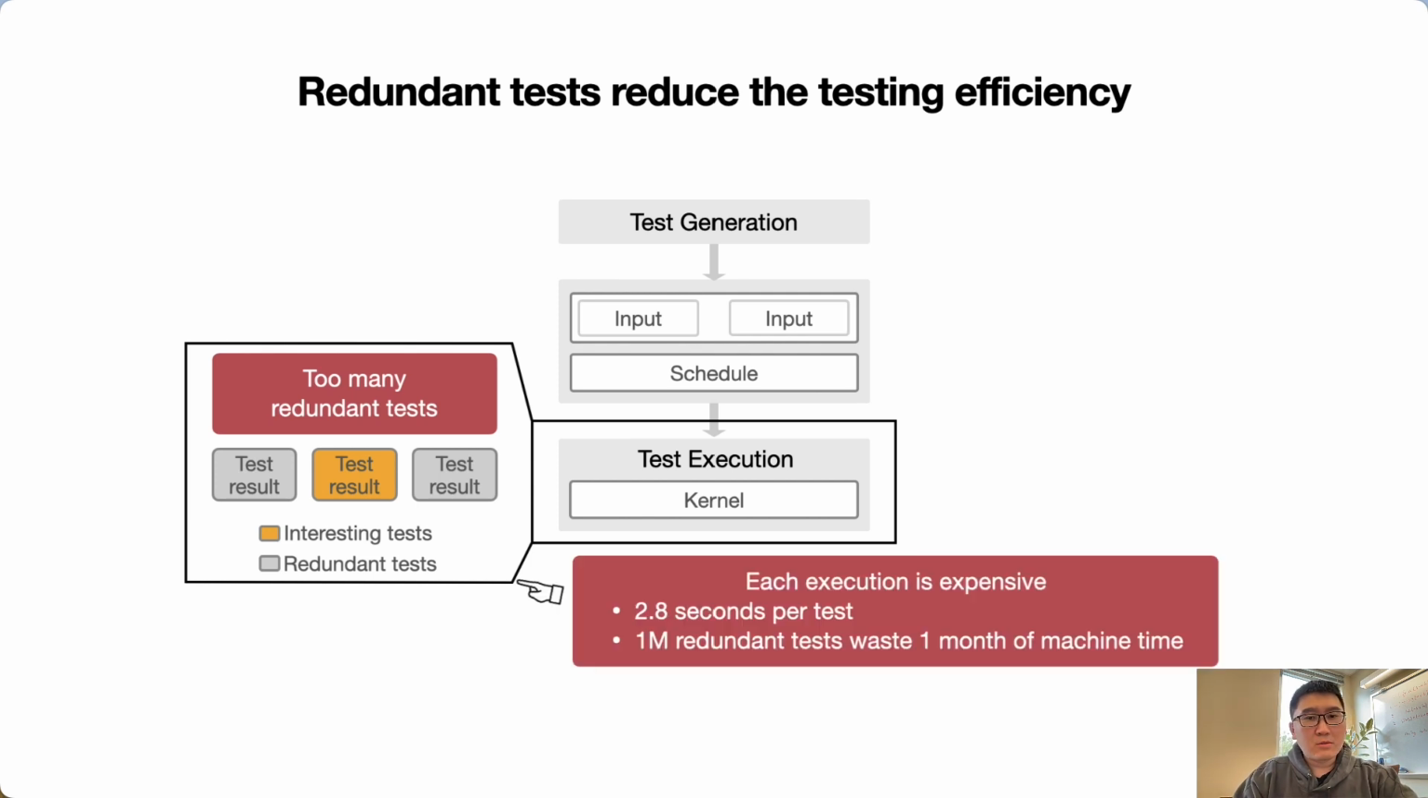This is a big problem because the concurrent executions are not cheap. In our setup, it takes almost 3 seconds to execute one test. Because we have to set up VMs, we have to instrument the execution to control kernel schedules and detect bugs. A typical concurrency testing workload can have millions of tests. If we have 1 million tests that are redundant, we'll waste 1 month of machine time. And this is why it needs to be addressed.